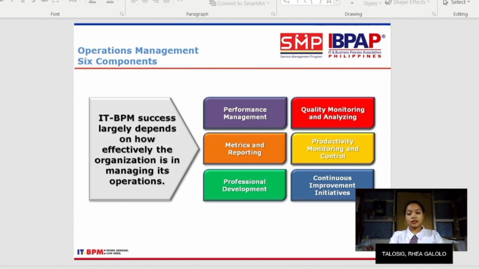BPM success largely depends on how effective an organization is in managing its operations. BPM success, if you are doing all the processes well, can have a big impact on your business. The six components are performance management, metrics and reporting, professional development, quality monitoring and analyzing, production monitoring and control, and continuous improvement initiative.